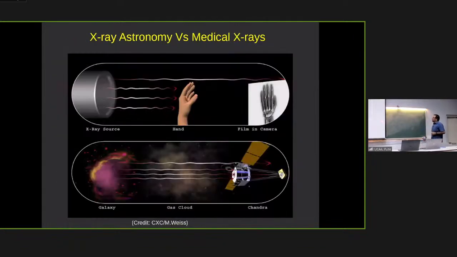Okay, so some of you may ask, what's the difference between X-ray astronomy and medical X-ray imaging, for example? In medical X-ray imaging, in a doctor's office, what you have is an X-ray generator, an X-ray source, which is generating X-rays. Then there is an X-ray camera, something like a film camera. These days, even semiconductor detectors are used.